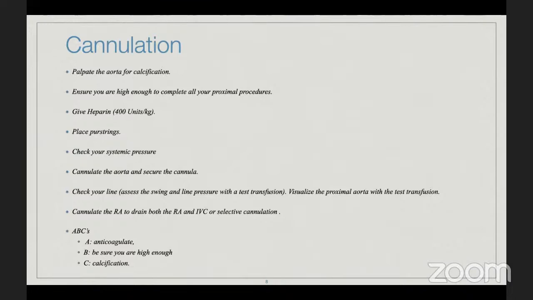So next, you have to check your line, assess for swing and line pressure before giving the test for perfusion, and visualize the ascending aorta at the time of the test. Then you conclude your cannulation by cannulating your venous line, either by selective cannulation for an intracardiac procedure or a dual stage cannula from the RA. So the ABCs for this step are: A for anticoagulation, B to be sure that you are high enough in your cannulation point, and C for calcification during palpation.